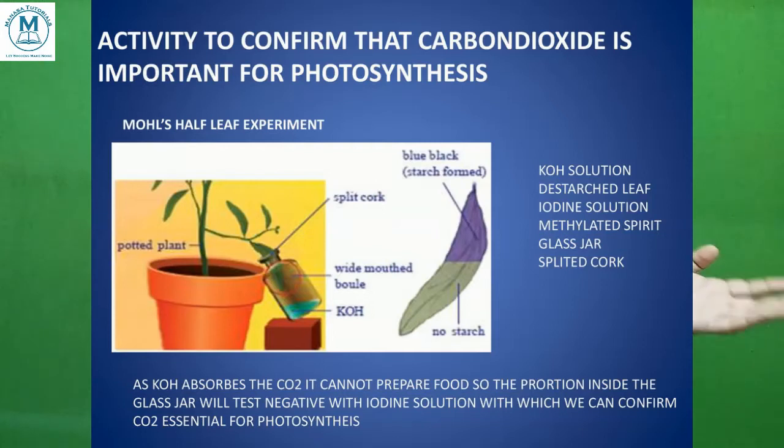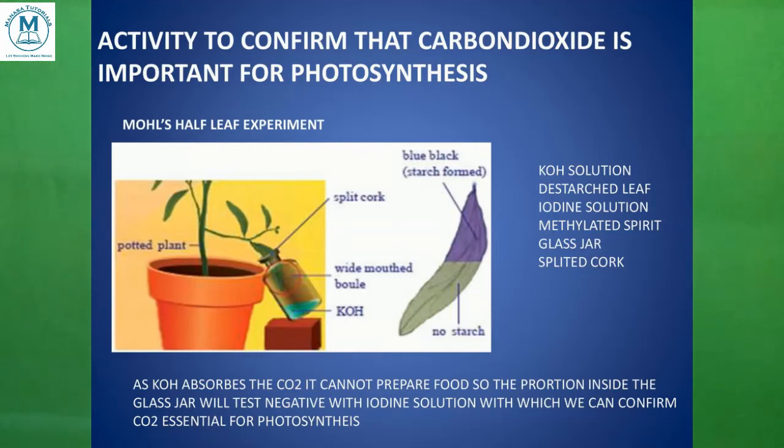After certain days, when we remove that leaf from the plant, we perform the presence of starch activity. That means boiling the leaf in methylated spirit, removing it from the methylated spirit, and putting iodine solution on the leaf. So when you place an iodine drop on the leaf, the part of the leaf that will turn blue is the portion outside the KOH solution.